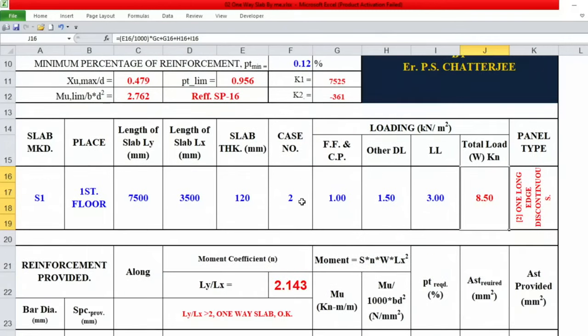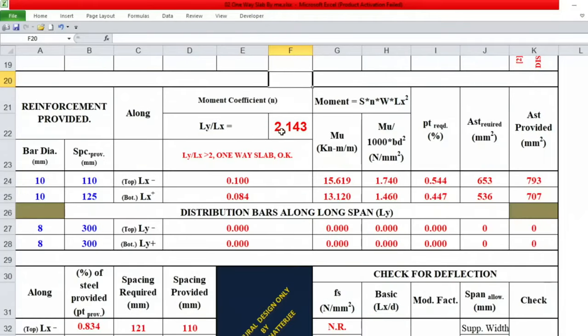If we change the case number, this panel type will change. Say it is 1, 2 long edges continuous. If 3, 2 long edges discontinuous. Ly by Lx is equal to 2.143.